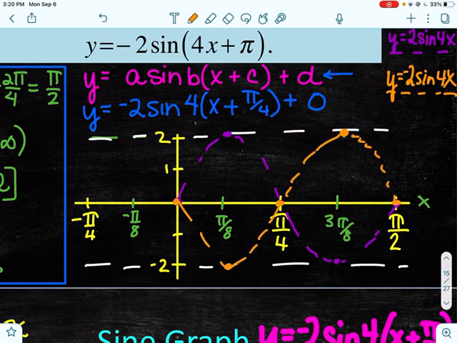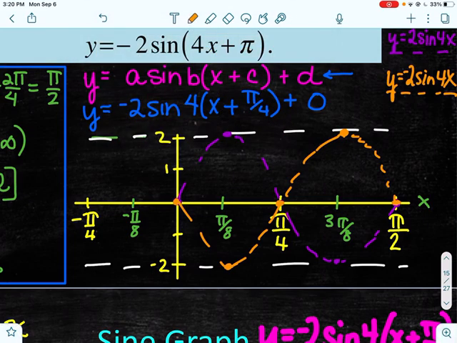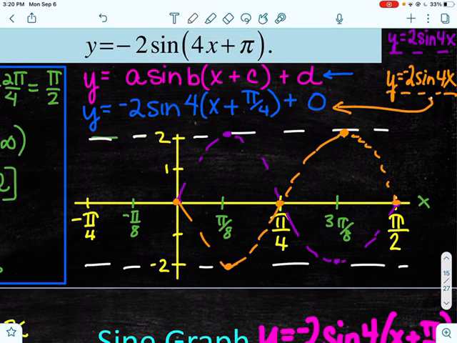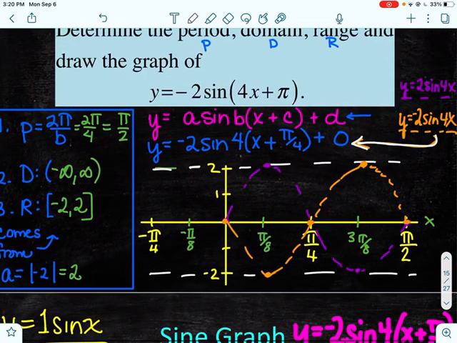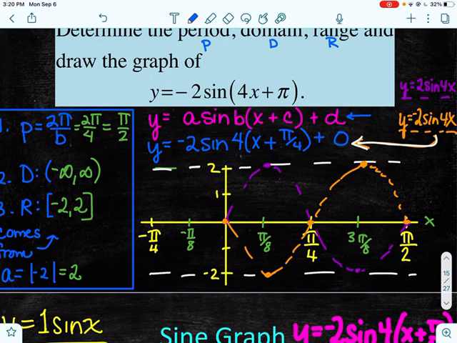Okay. Now the only thing left to do is to take it to the final equation, where I've got a translation that's going to take the graph pi over 4 units to the left when we add pi over 4. So let's take that to a blue graph then. And so here we go. Instead of being at the origin, I'm going to move pi over 4 units to the left. So I'm going to put a point there.